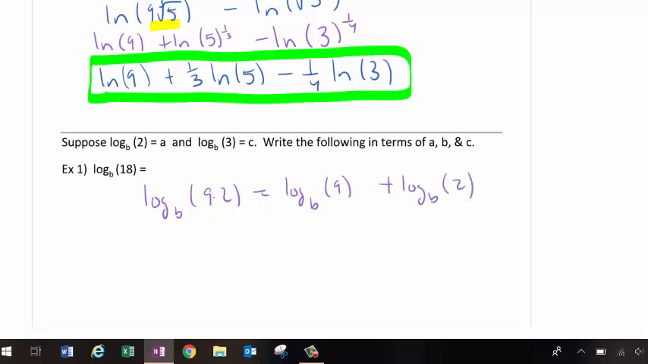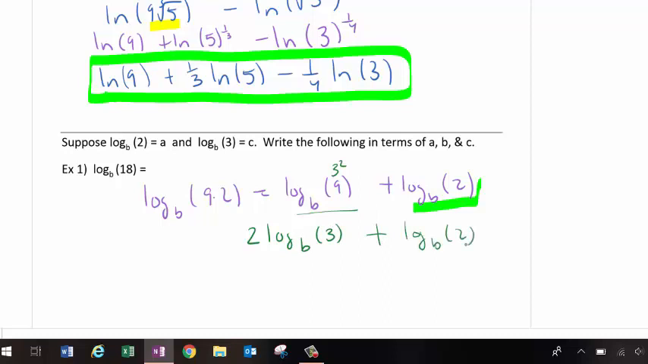So this one here on the right-hand side is doable to go ahead and plug in for. This one here, we can rewrite 9 as 3 squared, so the 2 can come down in front using the power rule. So now I can substitute in using the rules from above. So log base b of 3 is c, log base b of 2 is a. That is my answer. So at this point right now, again, we're just practicing using the properties that we need for these problems.